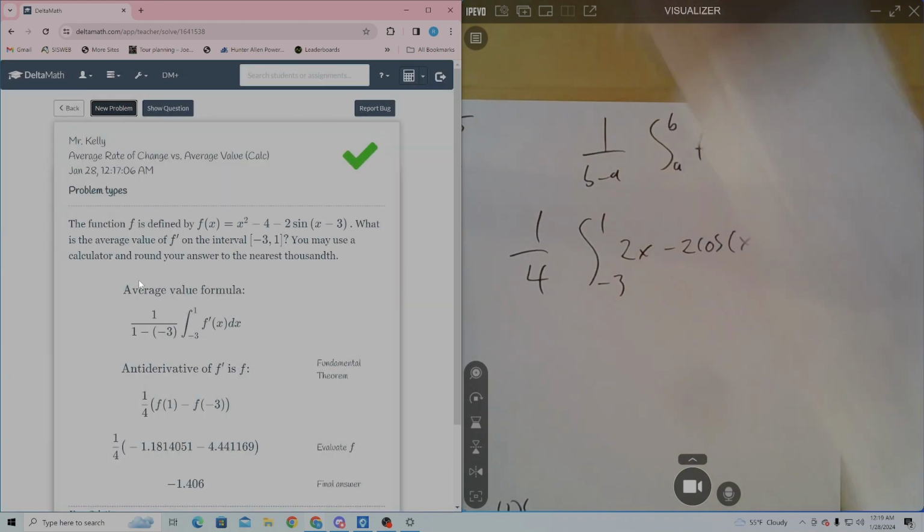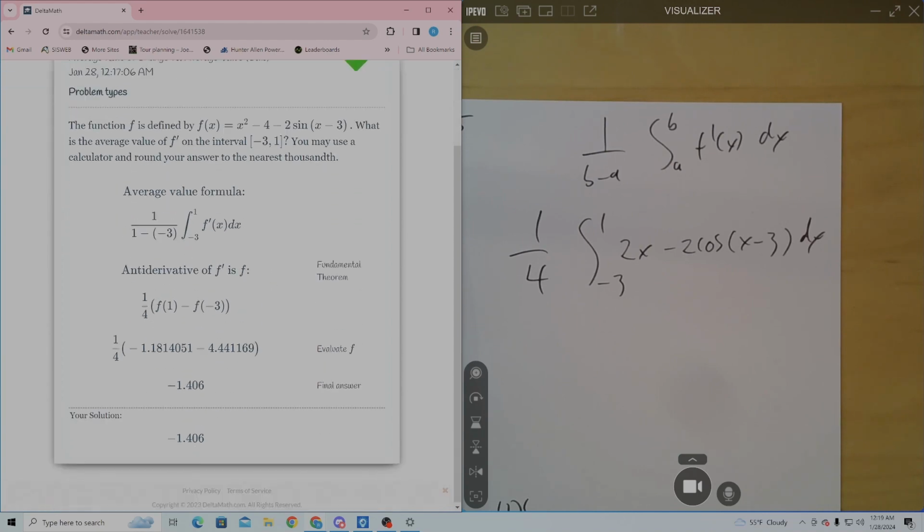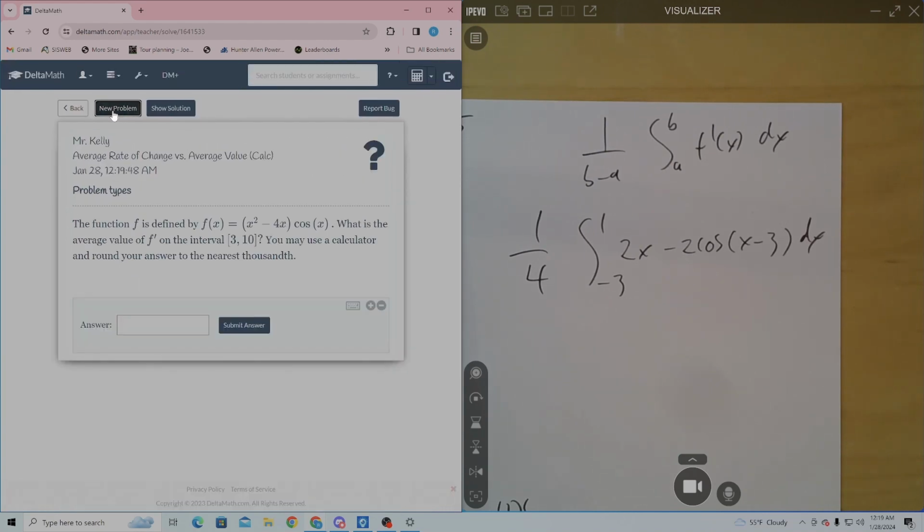-1.406. Okay. See, the way they did it is different. They use fundamental theorem of calculus part 1, which just says that you can just take the antiderivative of f prime, which is f of x, which we're given, and then take the difference between 1 and -3. And they got the same thing. Okay. Let's see what other problems we have here.